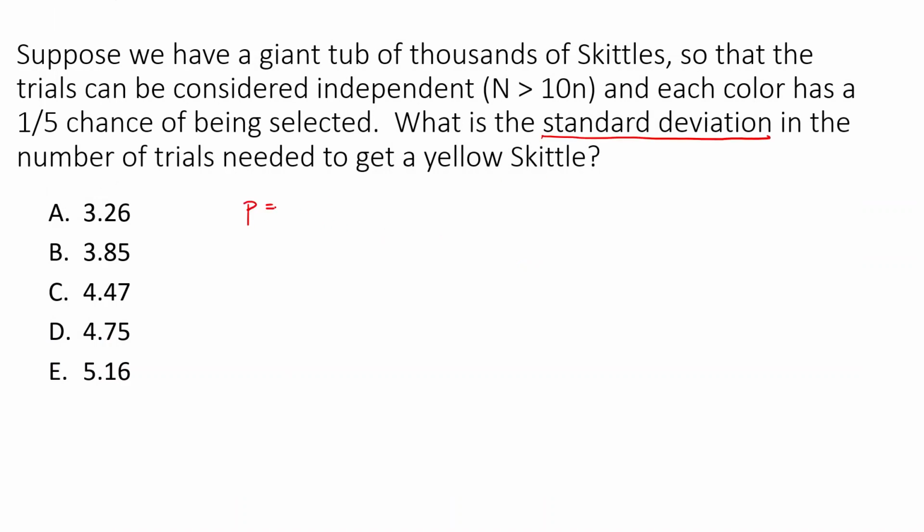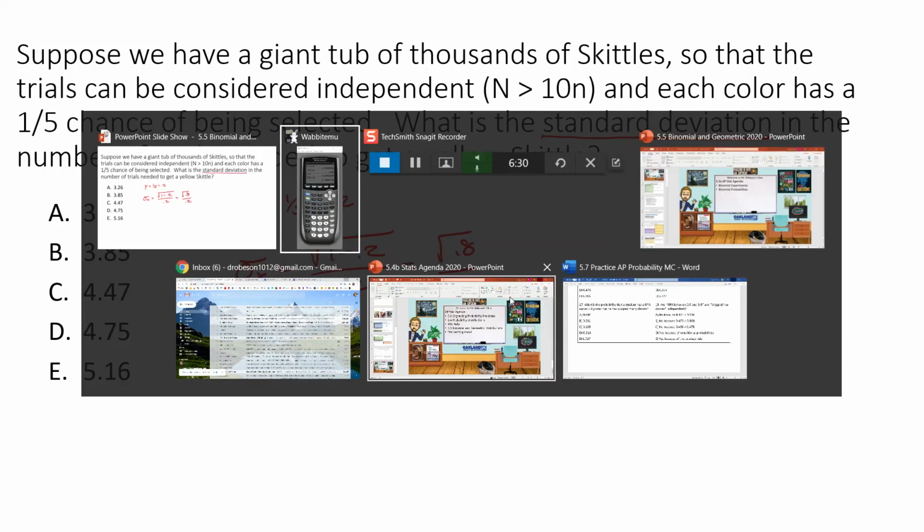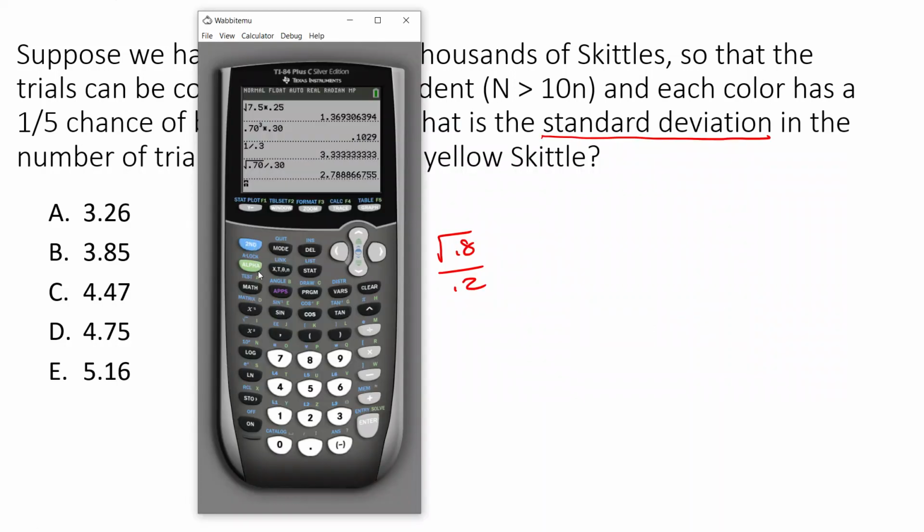Well, our P is still 1/5 or 0.2. So we get that the standard deviation is the square root of (1 minus 0.2) over 0.2. Then we're just typing that in our calculator. We can type in the square root of 0.8 divided by 0.2 if we want. Second square root, 0.8, out of the square root. Don't forget to arrow over, divided by 0.2.